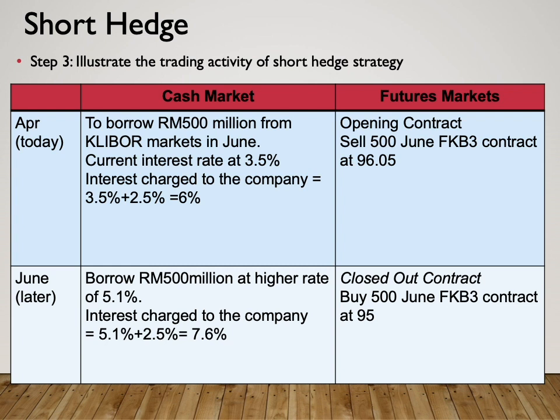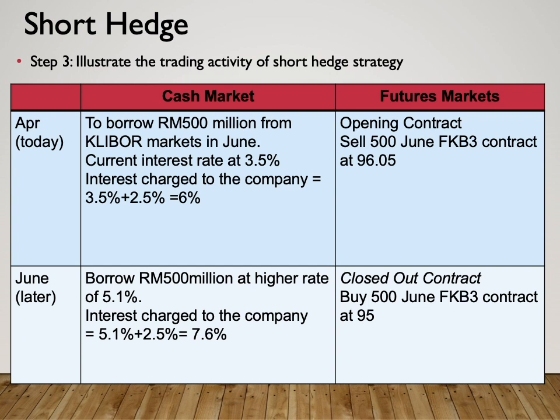So to protect your June borrowing activities, you need to use a short hedge strategy. For a short hedge strategy, you need to sell futures contracts today. So you need to sell the June contract. Why the June contract? Because you plan to borrow in June. How many futures contracts? You need to use 500 lots of contract based on your answer in step number 1.